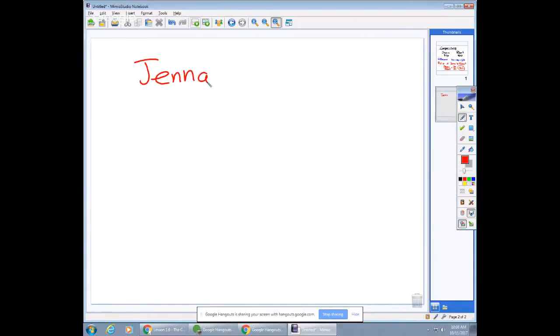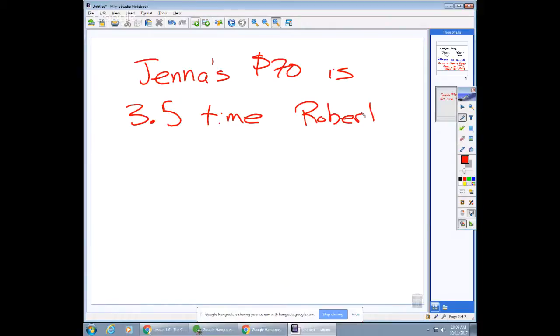Like maybe to my mom who doesn't have all the background. So I could say Jenna's $70 is 3.5 times Robert's $20. Does anybody think they have a similar sentence to mine? Pretty darn similar. Okay, so I'm gonna pick on somebody, let's pick on Emily. Can you read me your sentence? Jenna has 3.5 more than Robert's 20.